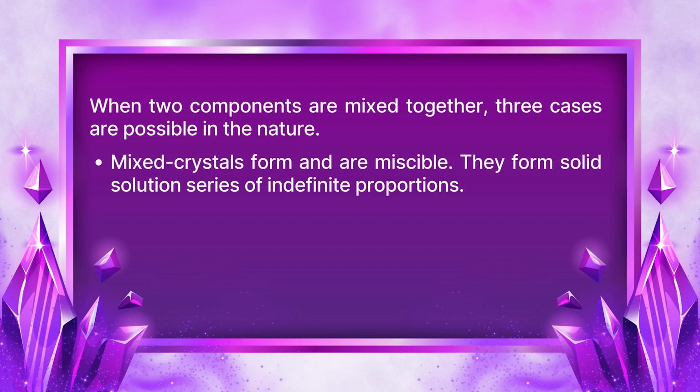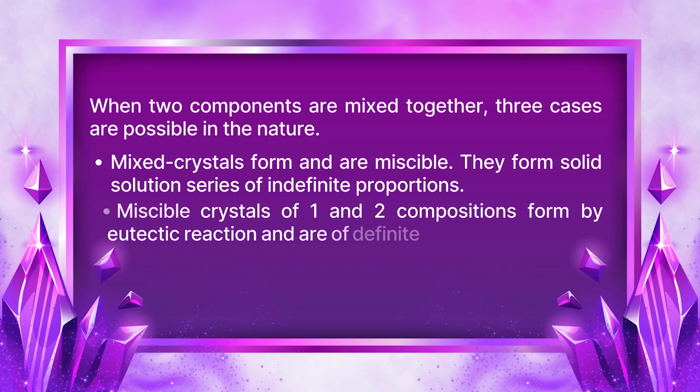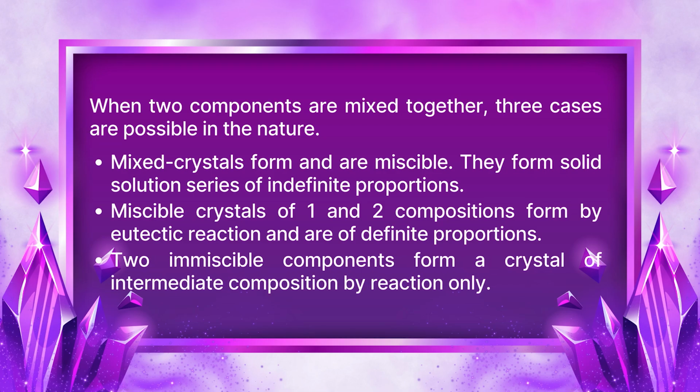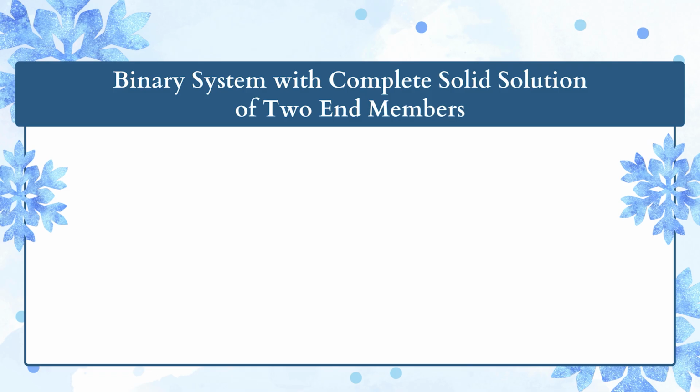Mixed crystals form and are miscible. They form solid solution series of indefinite proportions. Miscible crystals of one and two components form by eutectic reaction and are of definite proportions. Two immiscible components form a crystal of intermediate composition by reaction only. Now, binary system with complete solid solution of two end members, I will take up this first.